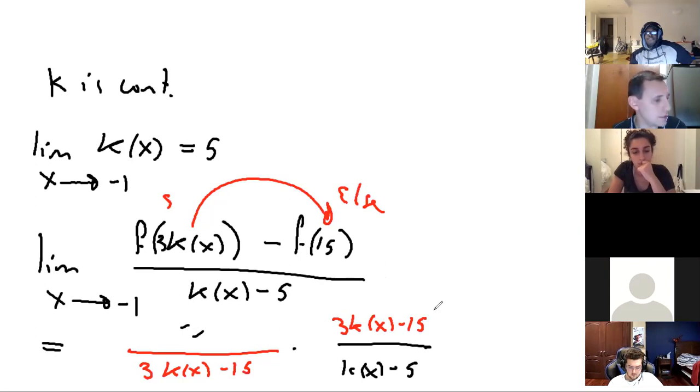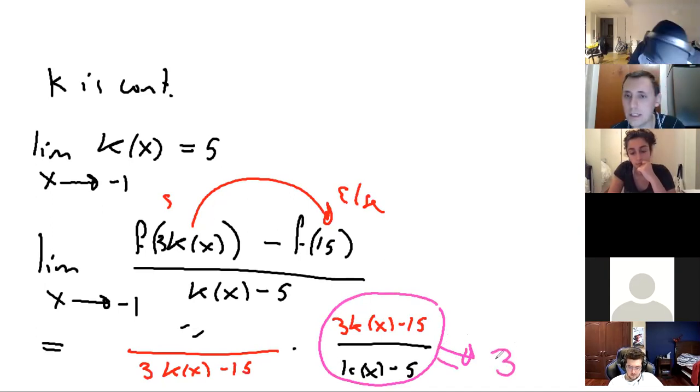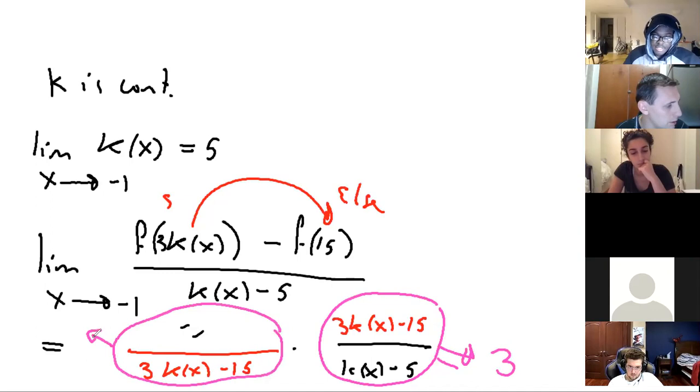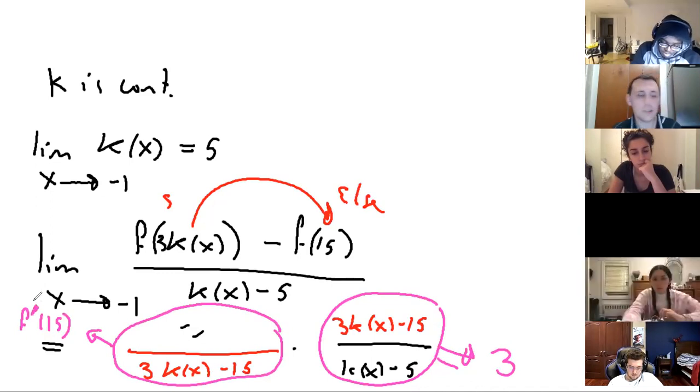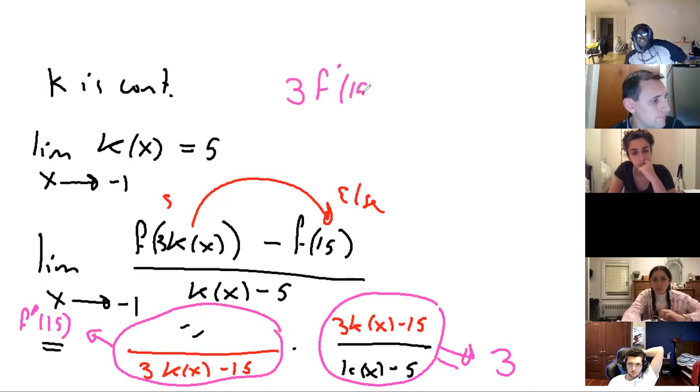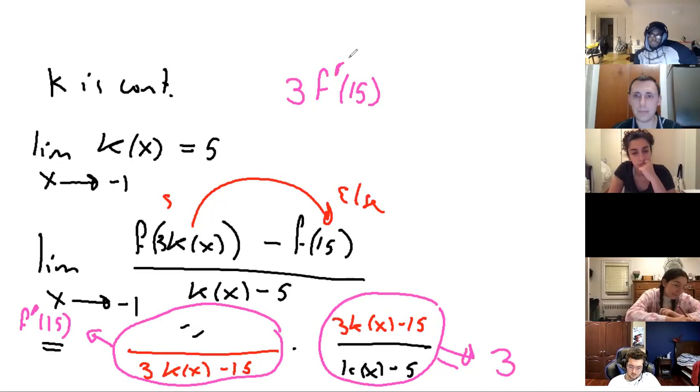We see that this expression is equal to 3. Do you agree? It's just 3. And what is this expression equal to? Symbolically, it is equal to the derivative of f at the number 15. You cannot do more because I haven't said what the derivative equals. So the answer is 3 times the derivative of f at 15. There is no k, but there is an f. Does it make sense?